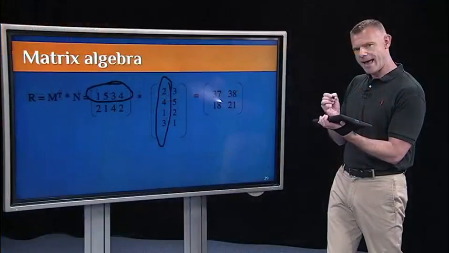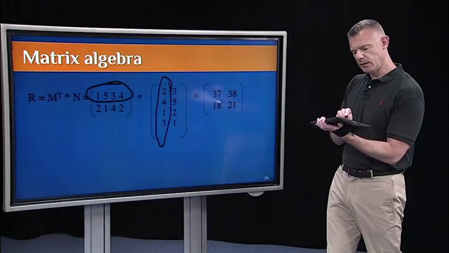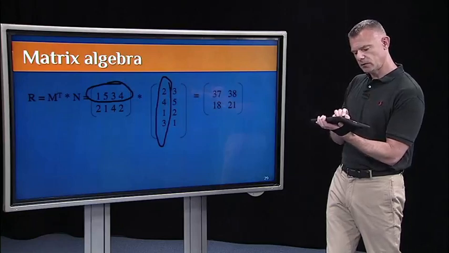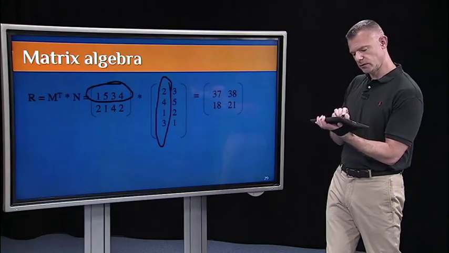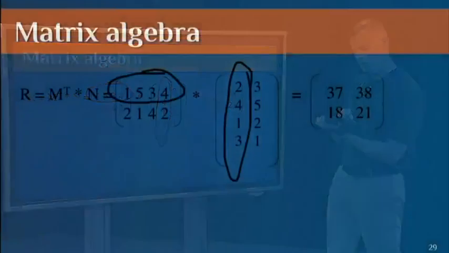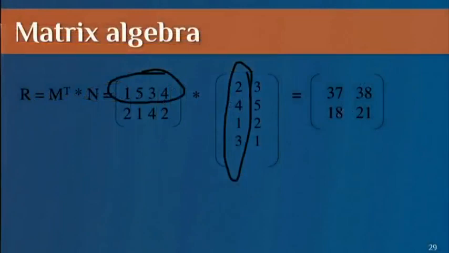And then I'm going to add the second element in the first row of the first matrix times the second element of the first column in the second matrix. So that's 5 times 4. So what I'm doing is 1 times 2 plus 5 times 4 plus 3 times 1 plus 4 times 3.